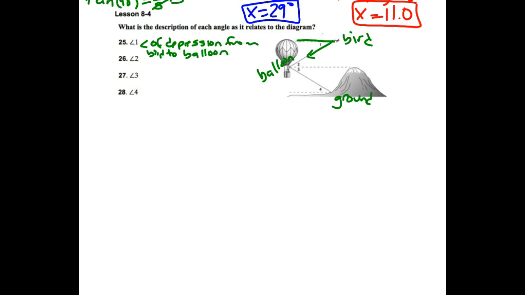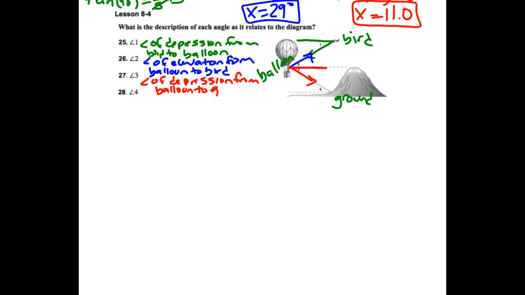So now if I'm looking at the next one, angle 2, I can see it's made with a horizontal line and it's looking up. That means it's an angle of elevation, and it's from balloon to bird. Running out of space here, so I'm writing a little cramped, trying to color code it to help you. Now I've got angle 3, horizontal line looking down. That's an angle of depression, and it's from balloon to ground.